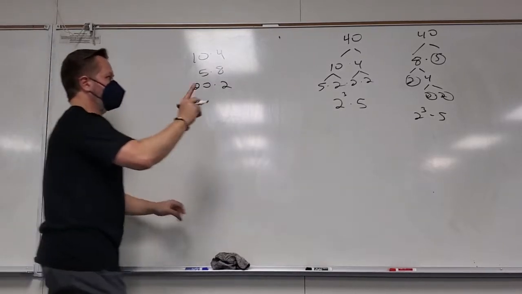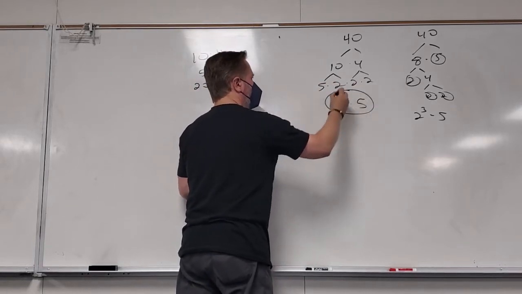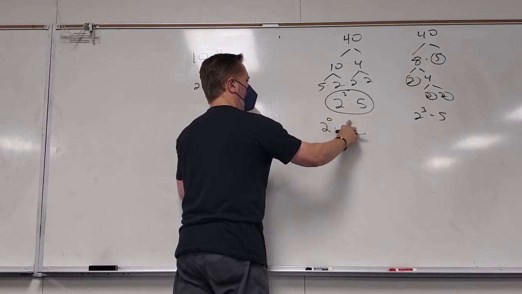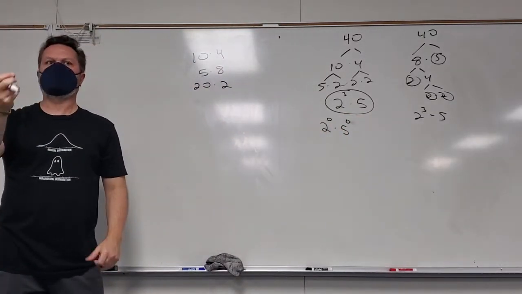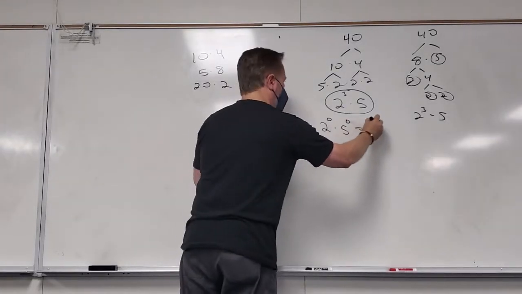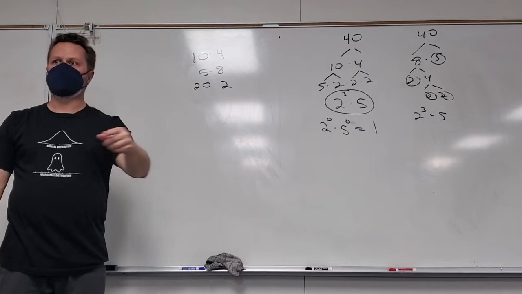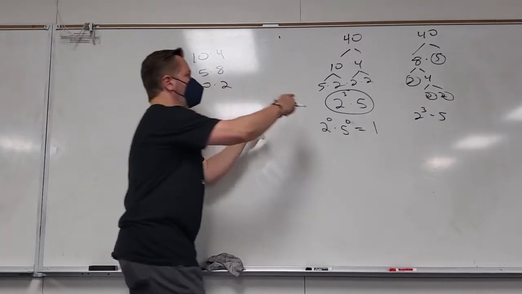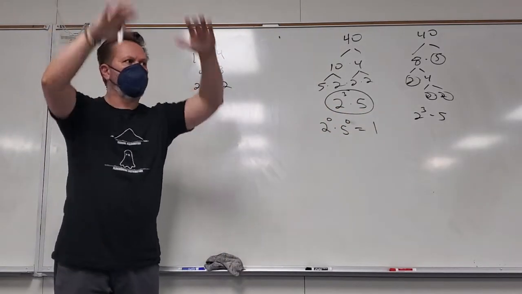So, here's the idea. To make the list, if I have this, I could do something like this. I can use no 2s and no 5s. We call that 0 2s, 0 5s, right? Because one factor of 40 is certainly 1, yes? Remember, what's 2 to the 0? 1. So isn't that 1 times 1? And isn't that a factor of 40? So I can put these together any way possible, and I'll get the complete list, right?